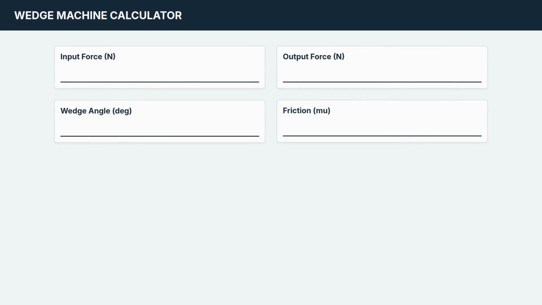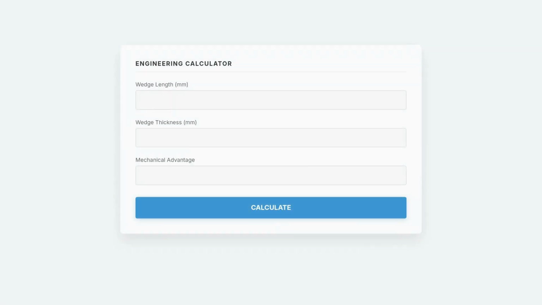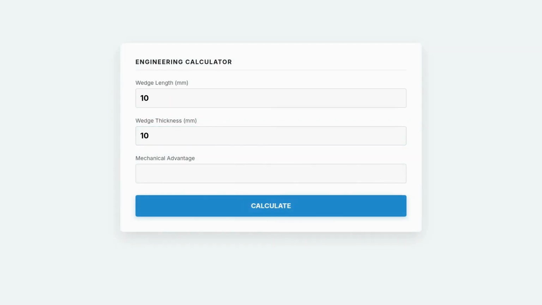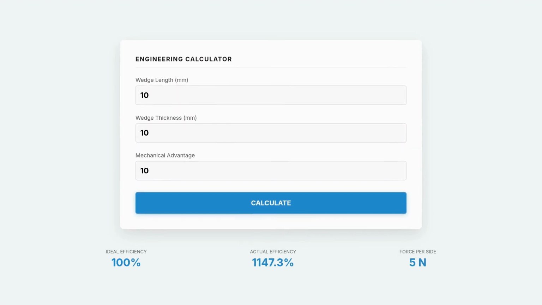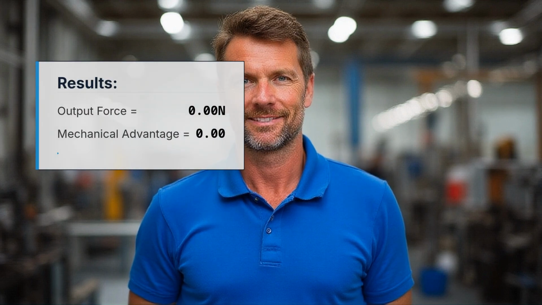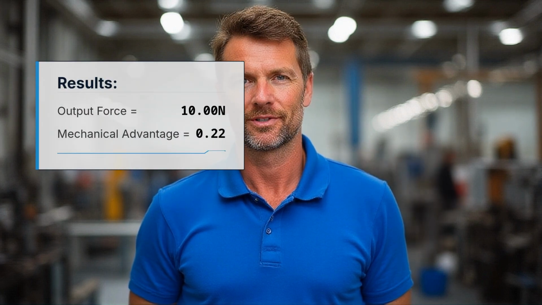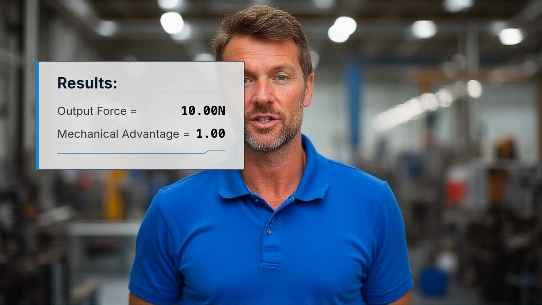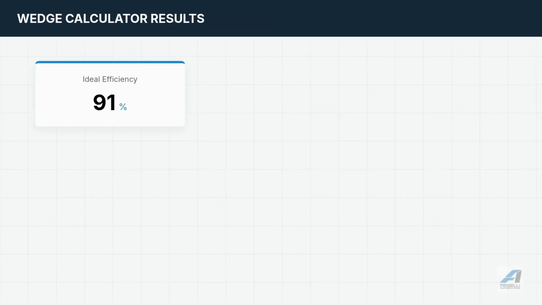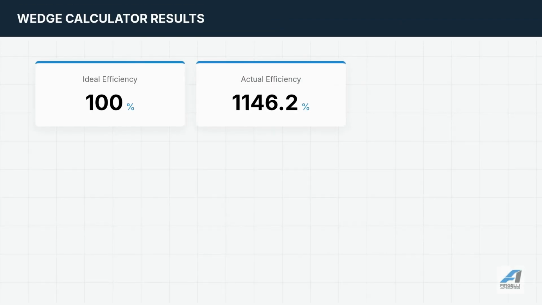After clicking Calculate, the results show output force equals 10 newtons, mechanical advantage equals 1.00. Ideal efficiency is 100%, actual efficiency is 1147.3%, and force per side is 5 newtons. The status indicates the wedge produces 1.00 times force multiplication with 1147.3% efficiency. This tool helps engineers optimize wedge designs for their specific applications.